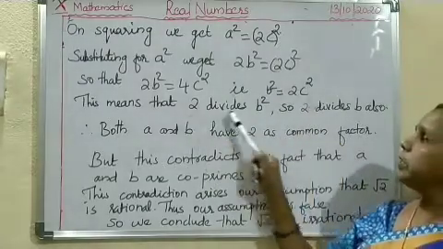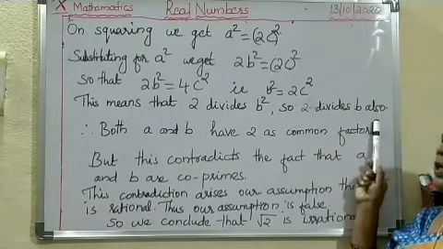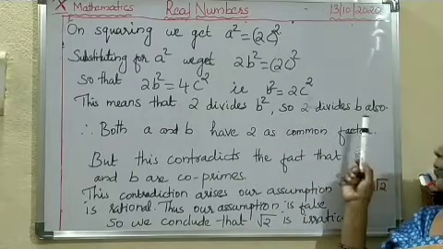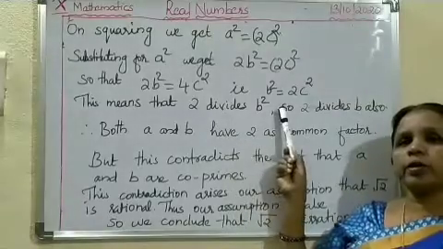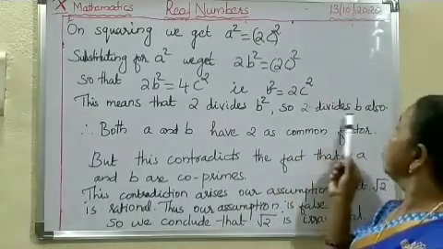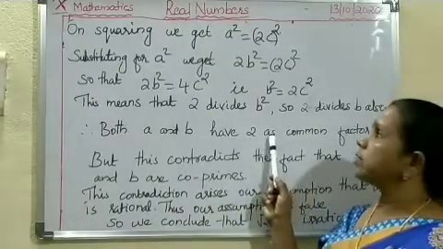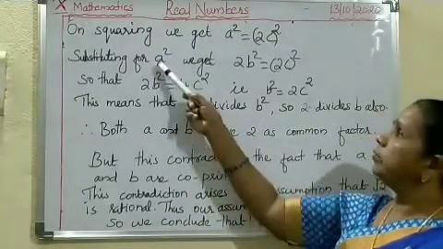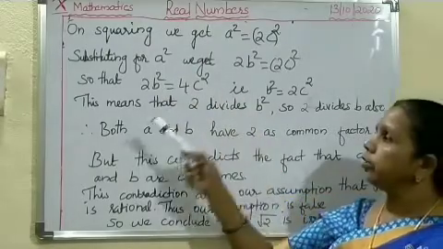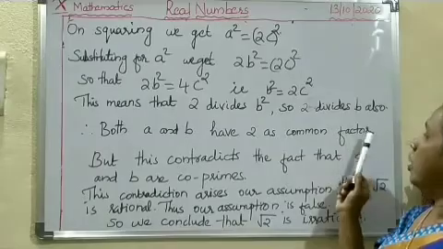This means that 2 divides B square, so 2 divides B also. According to our theorem, if 2 divides B square, it will divide B also. So 2 divides both A and B. Therefore, A and B have 2 as a common factor.